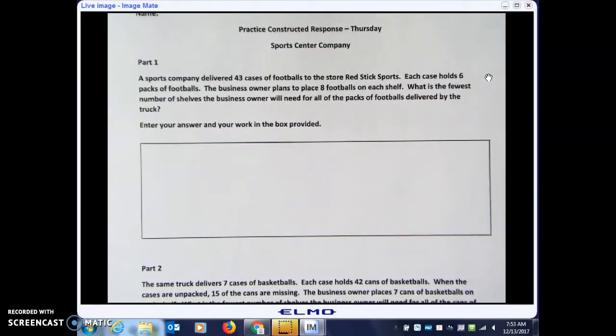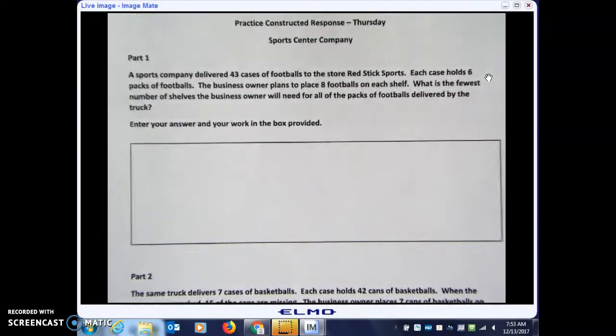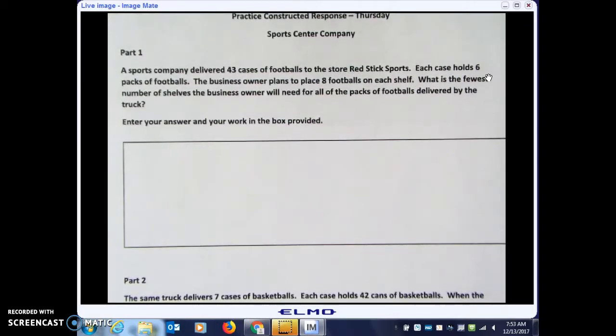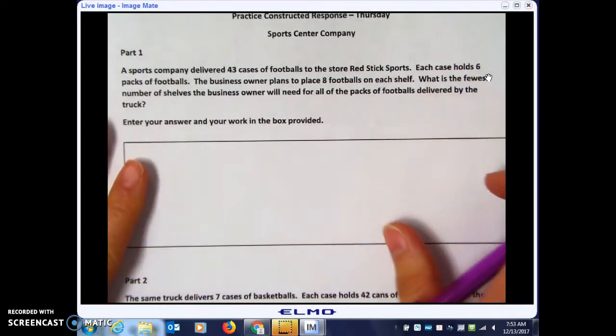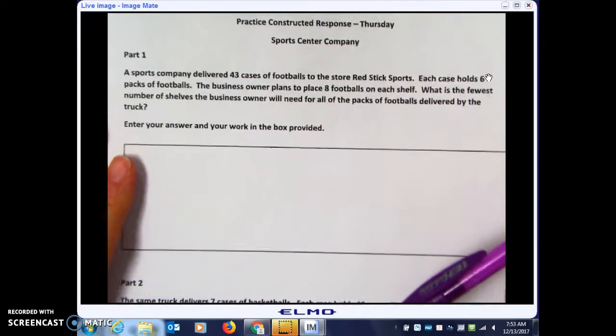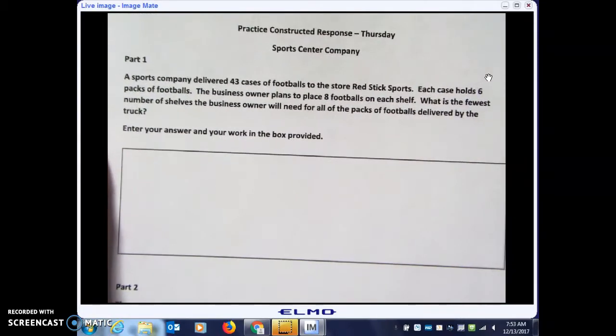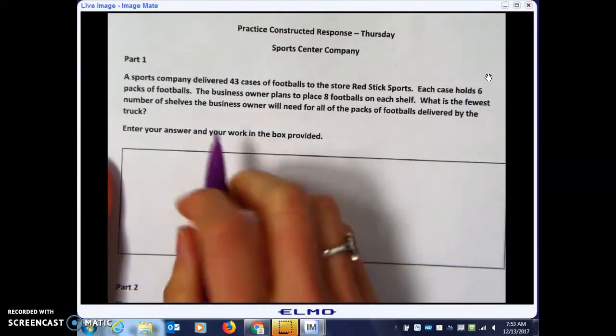We are going to go over the practice constructed response for your test tomorrow. After I go through it, go ahead and put it up in your blue folder so you can study it for tonight, okay? So let's go through like we always do. Let's chunk the word problem and write down what we know.